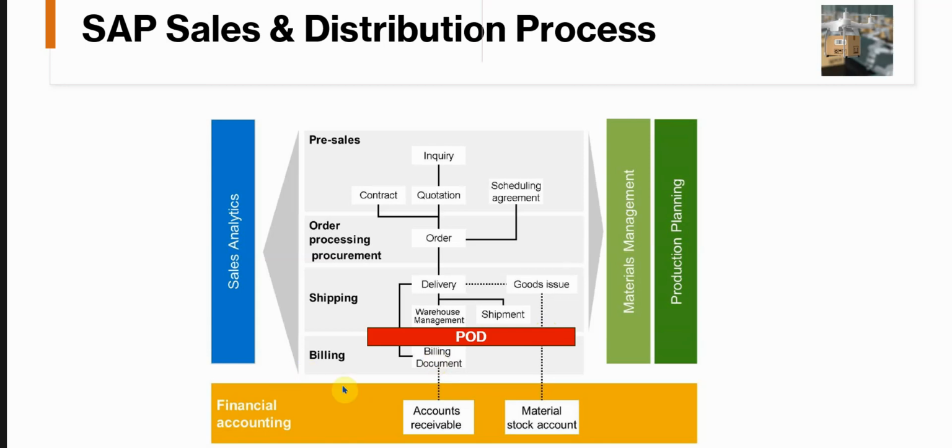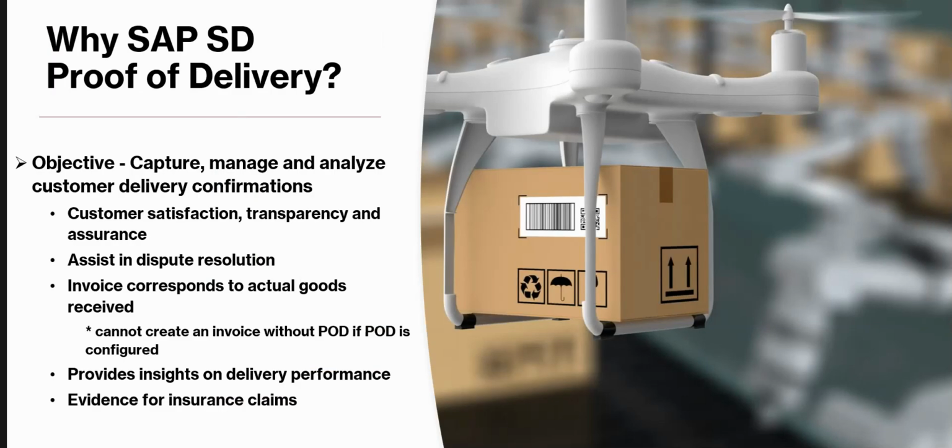So why do we have proof of deliveries in the SD process? Well, the main objective is basically to capture and manage your customer delivery confirmations. So the idea is it gives you a lot of control on what's actually happening in terms of your deliveries. You check your actual goods, the actual quantities. It focuses on customer satisfaction, which is very important. There's transparency in the whole process. Everybody knows what's going on, and assurance. Then it will also assist you in dispute resolution if there are any disputes.